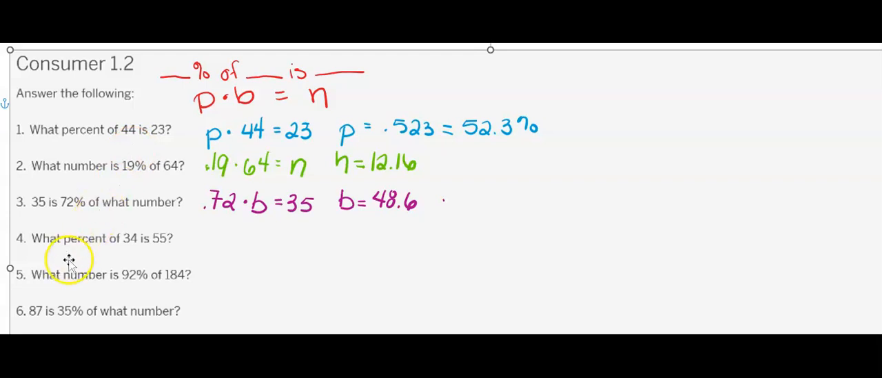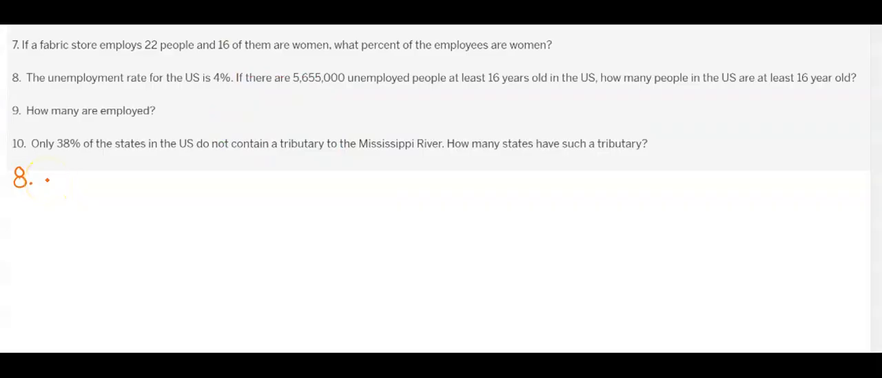I would like you to do the last 3, number 4, 5, and 6 on your own and bring them to class. We're going to skip to number 8. The unemployment rate for the U.S. is 4%. If there are 5,655,000 unemployed people at least 16 years old in the U.S., how many people in the U.S. are at least 16 years old?